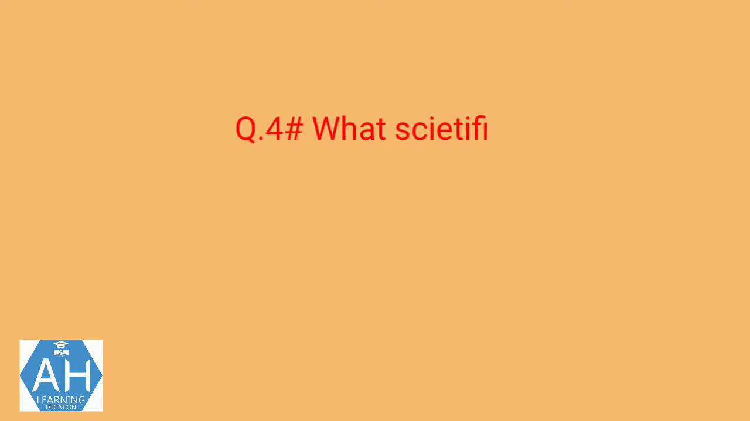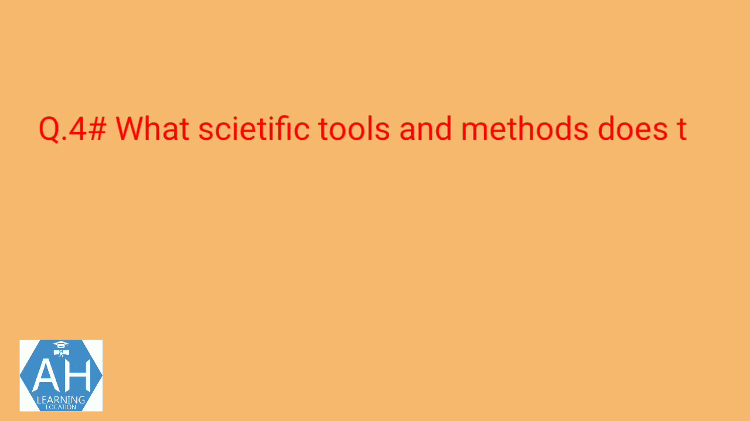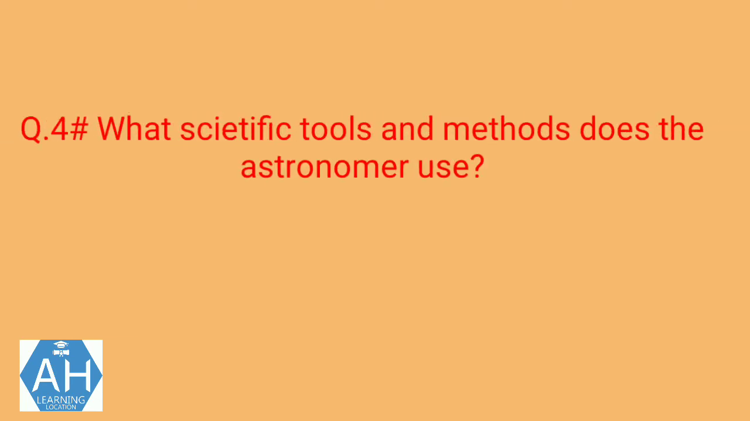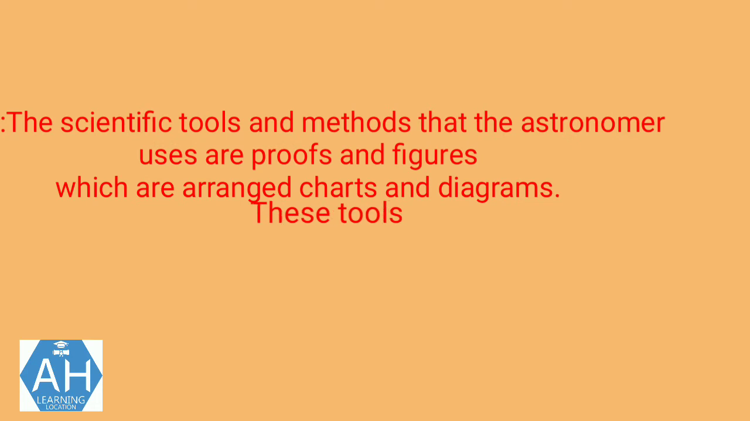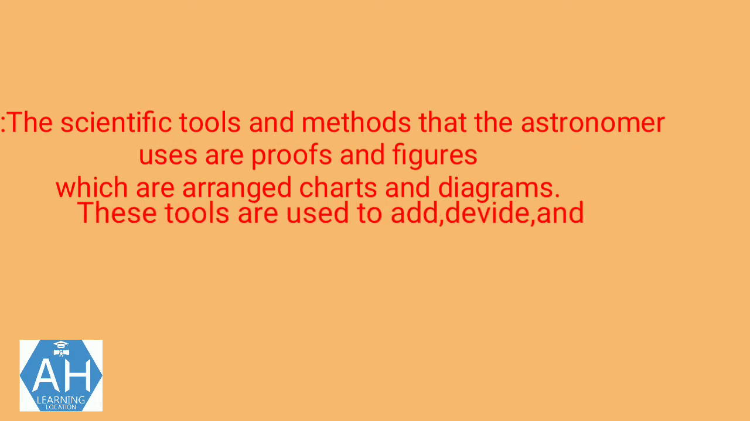Question number 4. What scientific tools and methods does the astronomer use? The answer is, the scientific tools and methods that the astronomer uses are proofs and figures, which are arranged in charts and diagrams. These tools are used to add, divide, and measure.